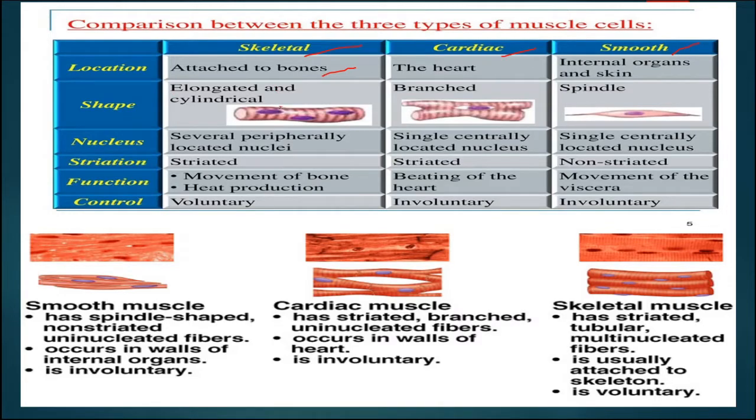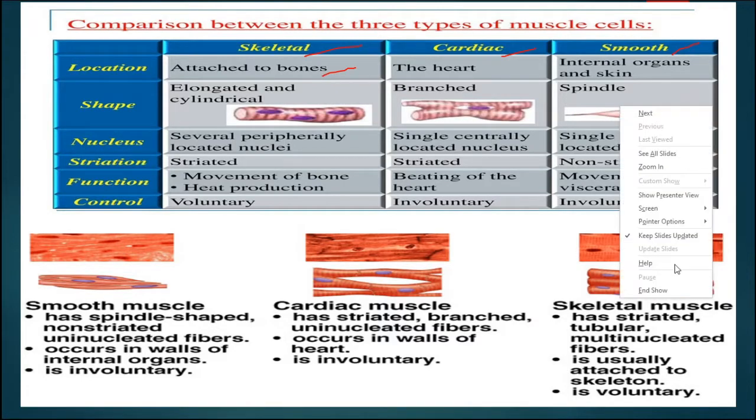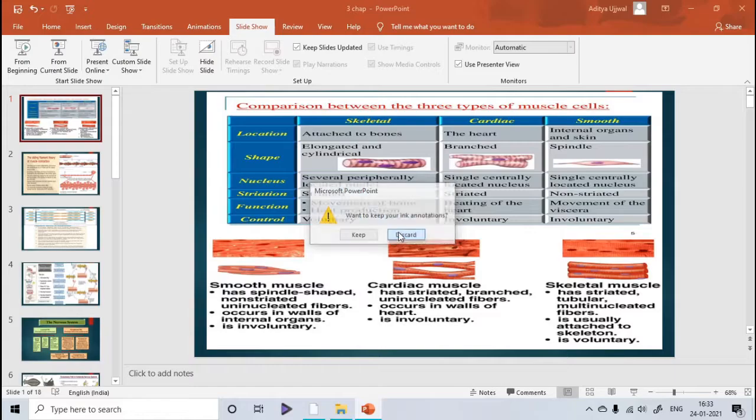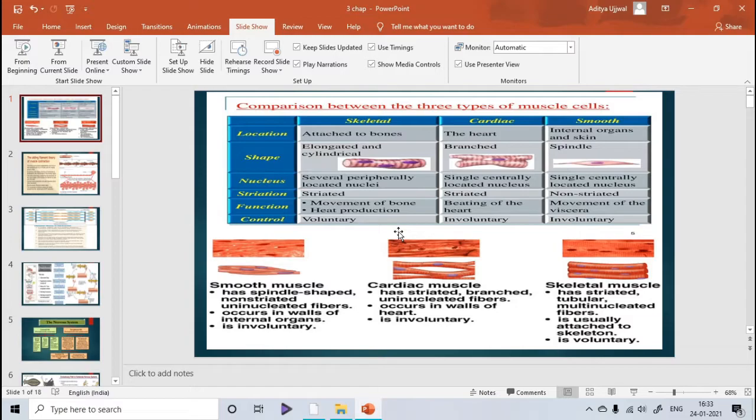In a skeletal muscle it is an elongated and cylindrical cell but without any branching, whereas heart muscle, cardiac muscle, is also such type of elongated structure, but it is branched. And smooth muscles, the structure is like this, and that's why it is known as... what is the structure of the smooth muscle.